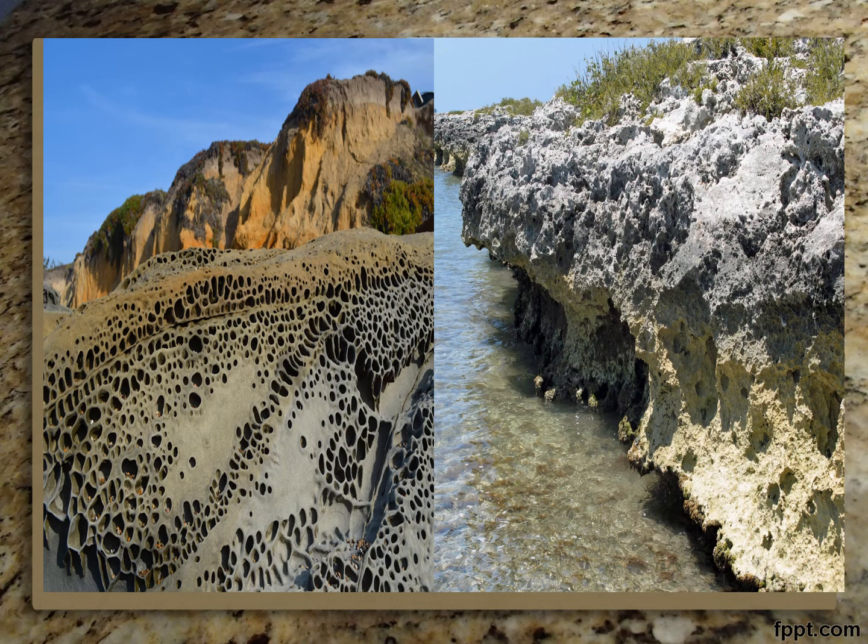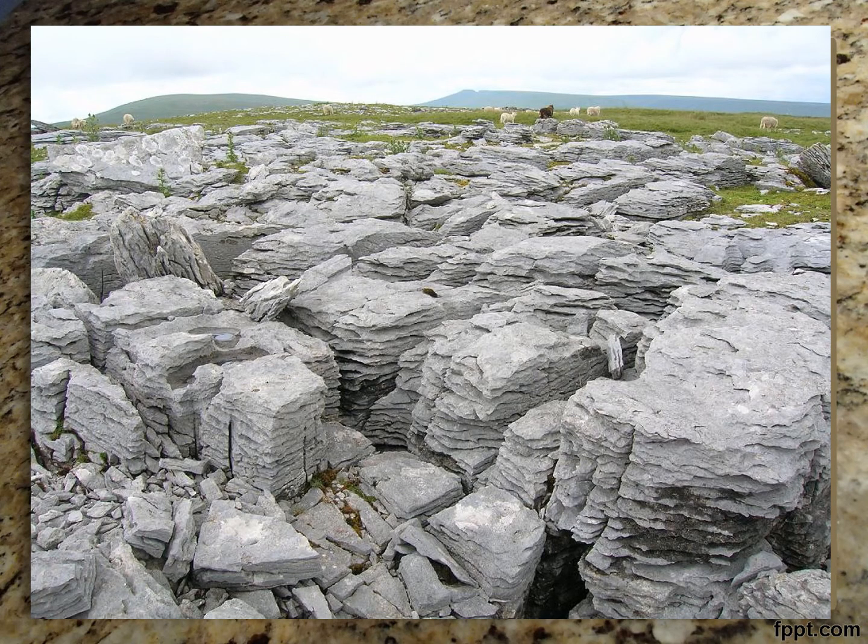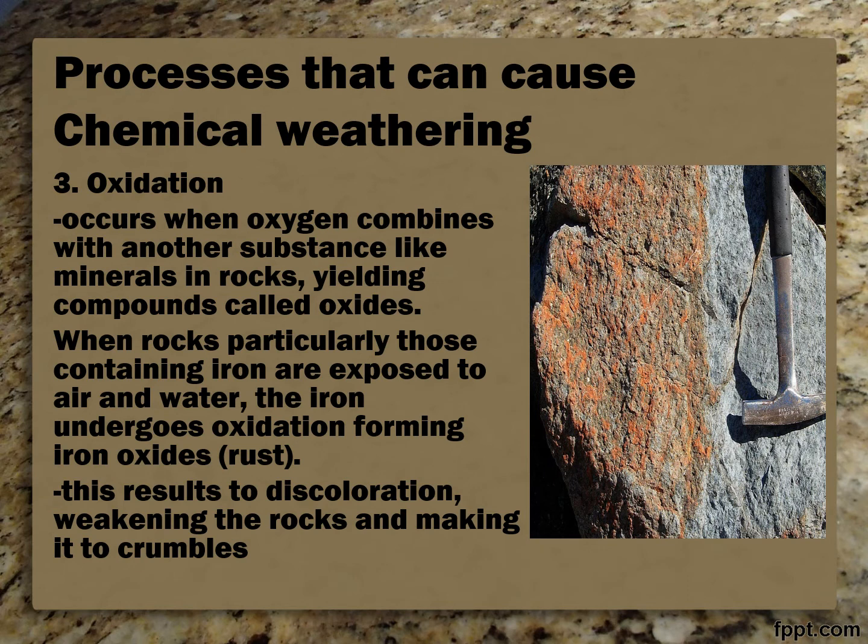Another example of your chemical weathering, ang mga butas-butas sa bato, and ang ating mga rock sa gilid ng seashore. Yan. The next process of chemical weathering is oxidation. It occurs when oxygen combines with another substance like minerals in rocks, yielding compounds called oxides. When rocks, particularly those containing iron, are exposed to air and water, the iron undergoes oxidation, forming iron oxides or rust. This results in discoloration, weakening the rocks and making them crumble.